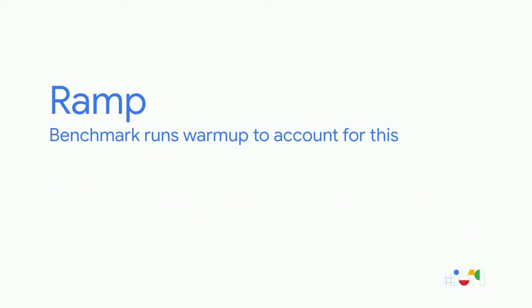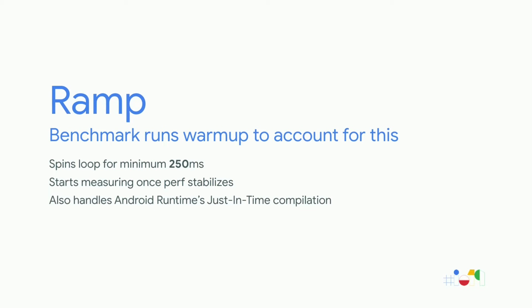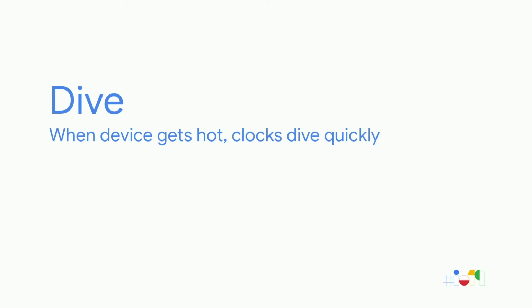However, the solution for this is actually pretty simple. Benchmark just runs warm-up in order to account for this. So we spin the measurement loop for 250 milliseconds before we ever start measuring. And then we only start measuring once timing stabilizes. This also has the nice side effect of handling the Android runtime's just-in-time compilation. By the time that your performance numbers are stabilizing, JIT has stabilized as well. You're seeing performance that's corresponding to what your user would see in a frequently hot code path.